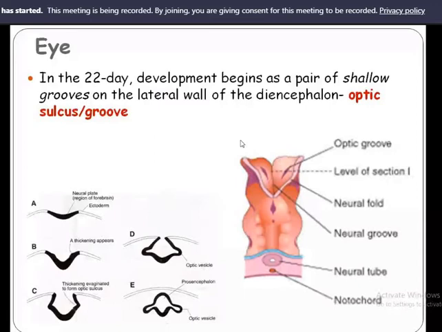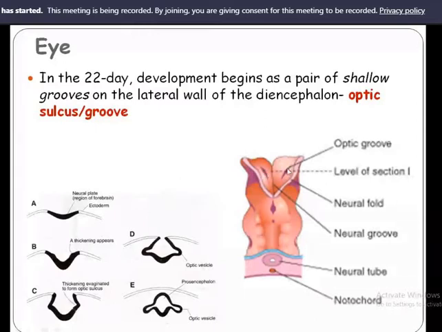Prosencephalon, mesencephalon, rhombencephalon, and the prosencephalon is again divided into telencephalon and diencephalon. So just focus on the diencephalon. Now on the 22nd day, the eye will develop as a pair of shallow grooves. Can you see over here some grooves appearing on the lateral wall of the diencephalon? This groove is known as the optic sulcus or the optic groove. So some sulcus is appearing on the lateral wall of the diencephalon. That is known as the optic sulcus or the optic groove.